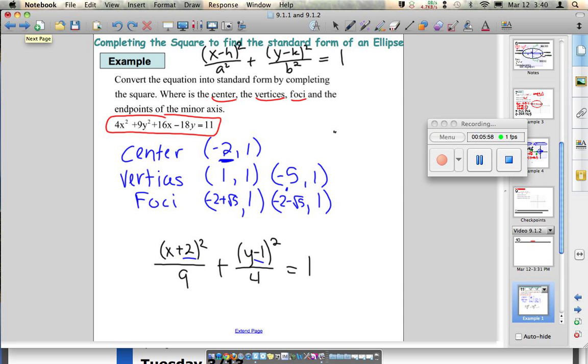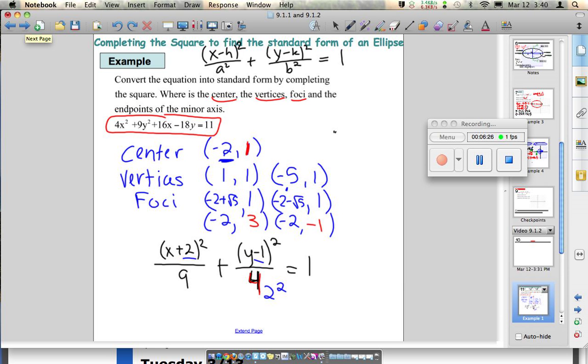So the minor axis, remember, is going to keep the x constant, but it's going to go up or down 2 in this case, because 4 is 2 squared. I'm sorry, 2 because of this value down here. So this value here dictates that it's going to be 2 above 1, so it'll be at 3, and 2 below 1, so it'll be at negative 1.